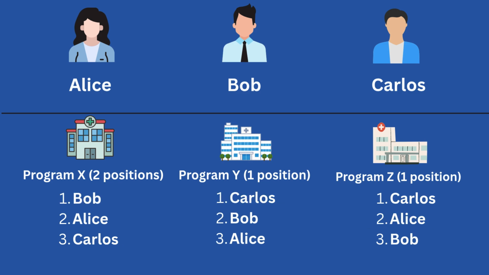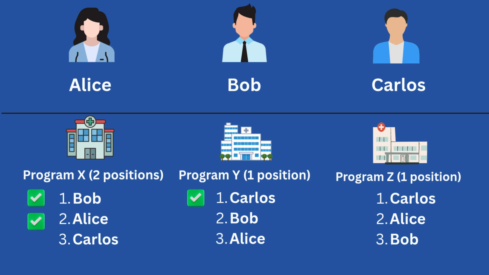Round 1. Alice applies to Program X because it's her top choice. Program X has 2 available spots and hasn't made any tentative matches yet, so Alice is accepted tentatively. Bob also applies to Program X, which is also his first choice. Program X still has 1 open spot, so Bob is tentatively matched too. Now Program X has 2 tentative matches, Bob and Alice. Carlos applies to Program Y, his top choice. Program Y has 1 spot and no one matched yet, so Carlos is tentatively accepted.